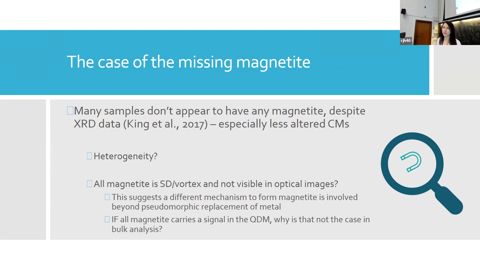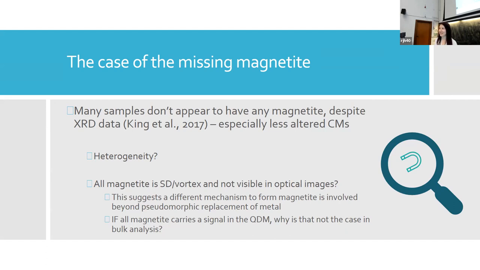Alternatively, it might be that the magnetite is just too small. The single domain range for magnetite is very tiny, off the top of my head, something like 100 nanometers. So maybe this is just not visible, especially because I've already done optical microscopy. This is why I might not have seen that. And with those small grains, it's possible that they might not be above noise level in the QDM either. Perhaps the less altered CNs, which don't have as much magnetite, didn't show it because of this. Although I have looked at large pseudomorphic magnetite in those and it was not showing up.